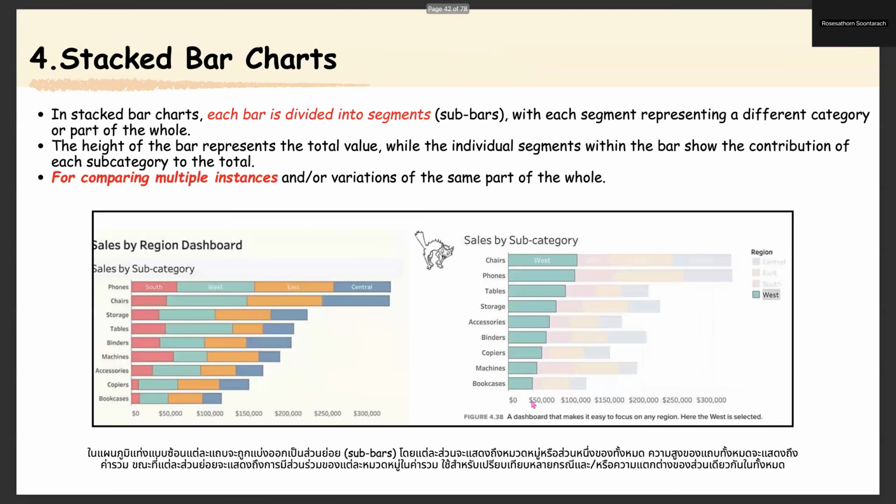The next one, stacked bar chart. In a stacked bar chart, each bar is divided into segments, where each segment represents a different category or part of the whole. The height of the bar represents the total value, while the individual segments within the bar show the contribution of each category to the total. For comparing multiple instances and variations of the same part of the whole.